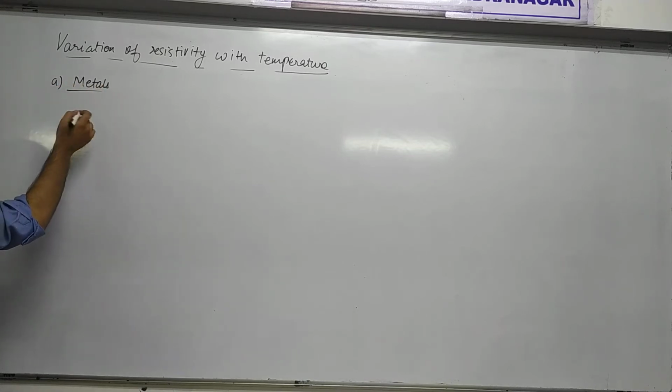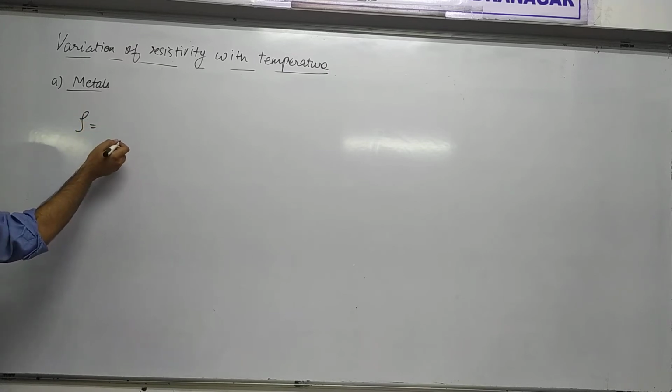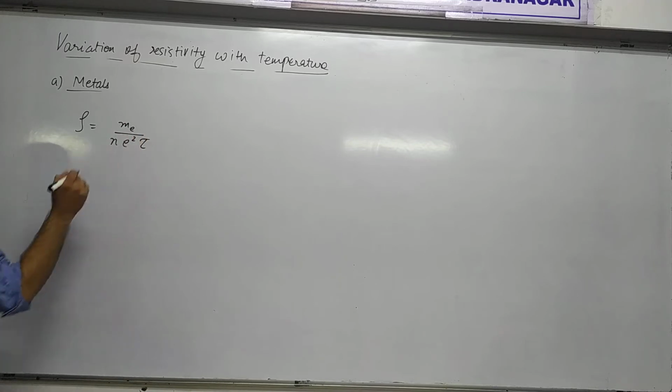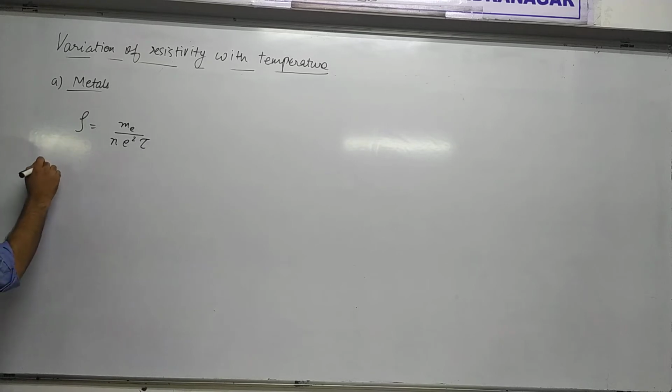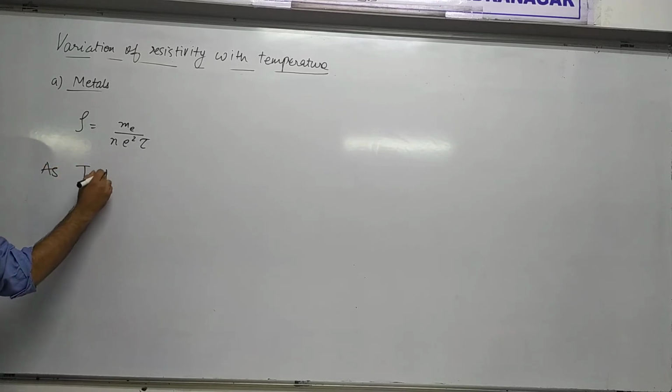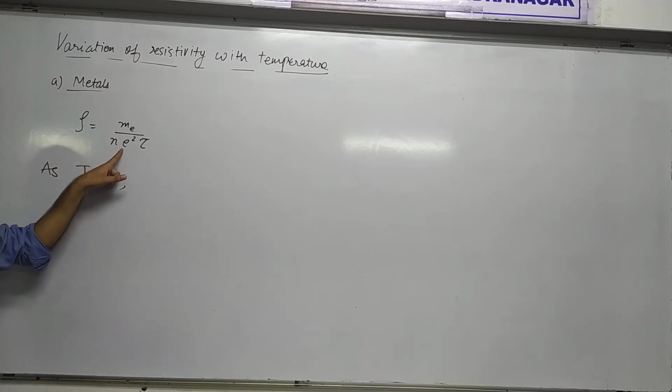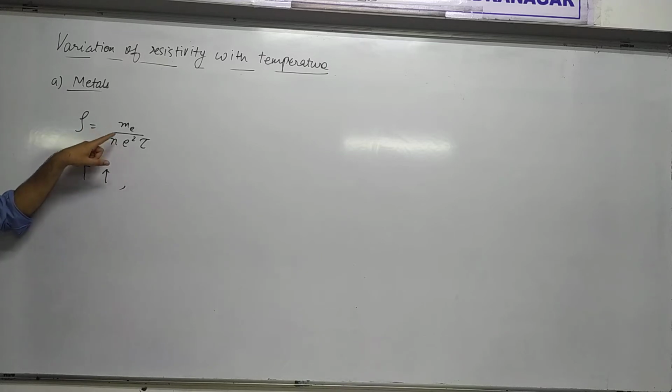Now, let's have a look at the formula again. Rho is equal to m upon n e squared tau. Now, what would happen as temperature increases? As temperature increases, the mass of electron and charge of electron don't change, so you don't have to worry about those. Just worry about n and tau. First of all, let's go to tau.